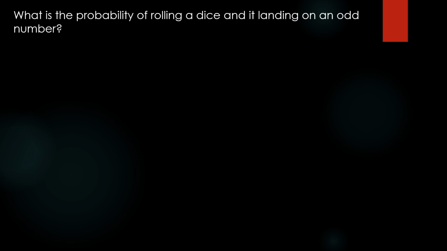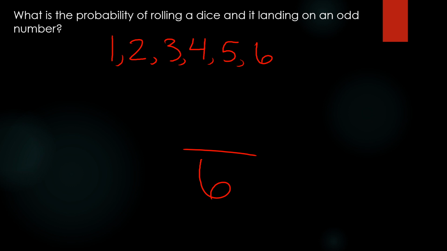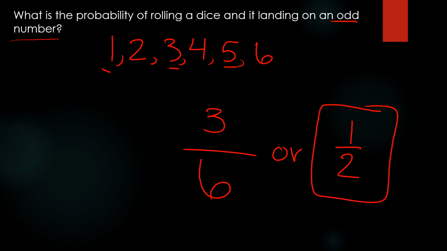Our next question says, what is the probability of rolling a dice and it landing on an odd number? So this one here, make sure you're thinking about it. I could roll a 1, a 2, a 3, a 4, a 5, or a 6, right? I have 6 total options. Out of those 6, I'm looking for odd numbers, and that would be a 1, 3, or 5. I have 3 different odd numbers I could roll. So that means I would have a 3 out of 6 chance or a 1/2, right? I could simplify 3 over 6 to 1/2. So that means I'd have a 1/2 chance of rolling an odd number.